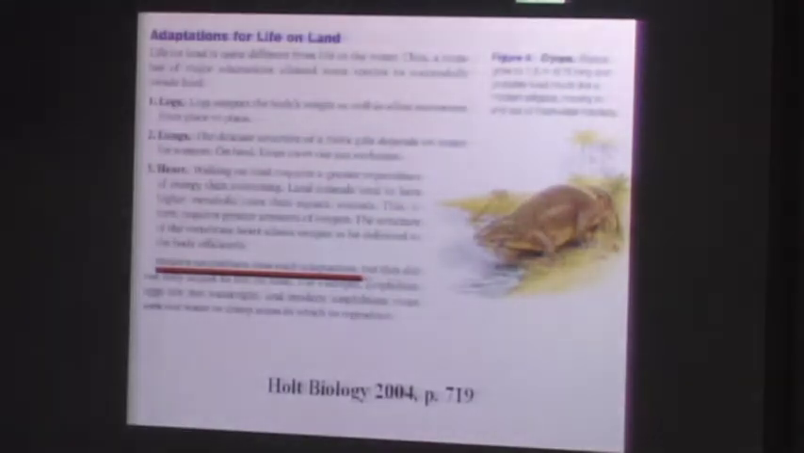Adaptations for living on land. Legs. Oh yes, boys and girls, legs support the body's weight as well as allow movement from place to place. Well, that's true. It doesn't prove they adapted by themselves, though. Lungs. Oh boy, the delicate structure of a fish's gills depends on water for support. On land, lungs carry out gas exchange. That's true. That's not proof one changed to the other, though. They just make this mental, imaginary connection in the kids' minds.